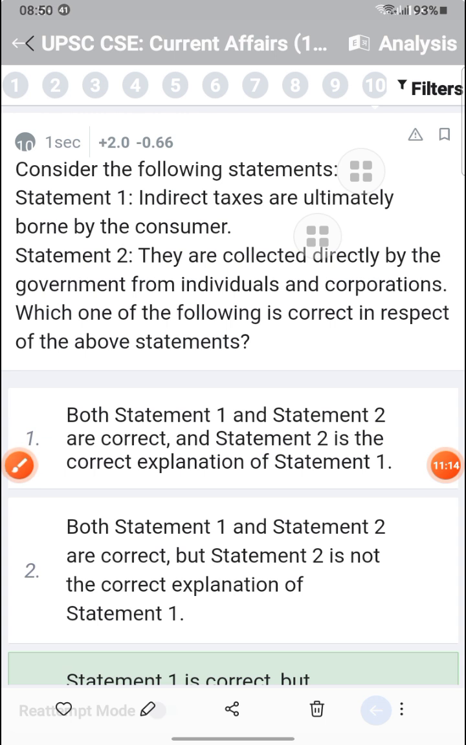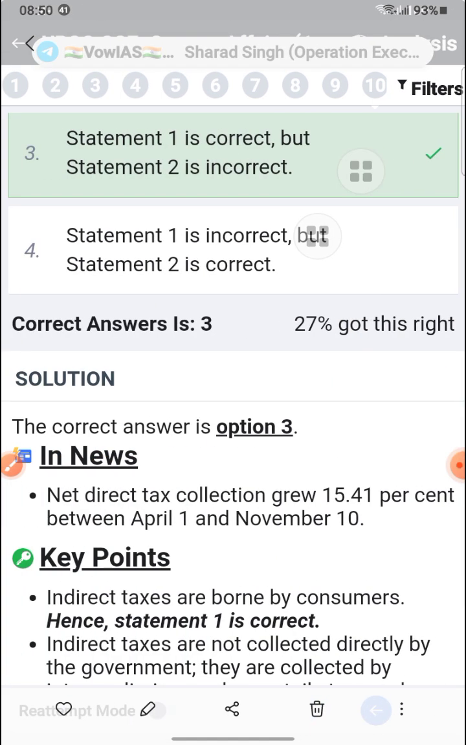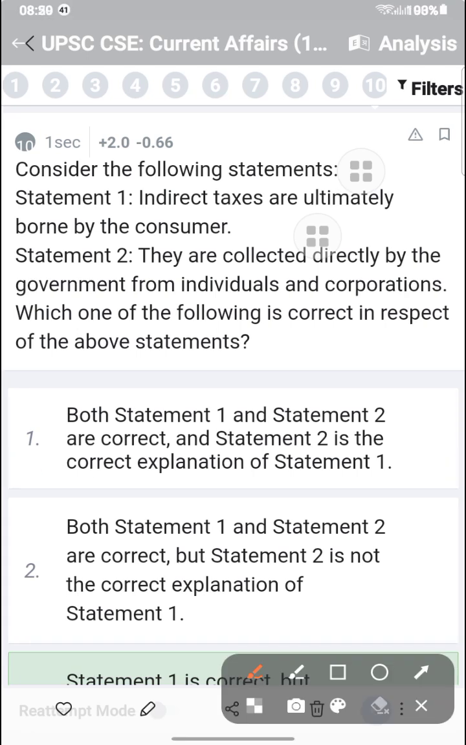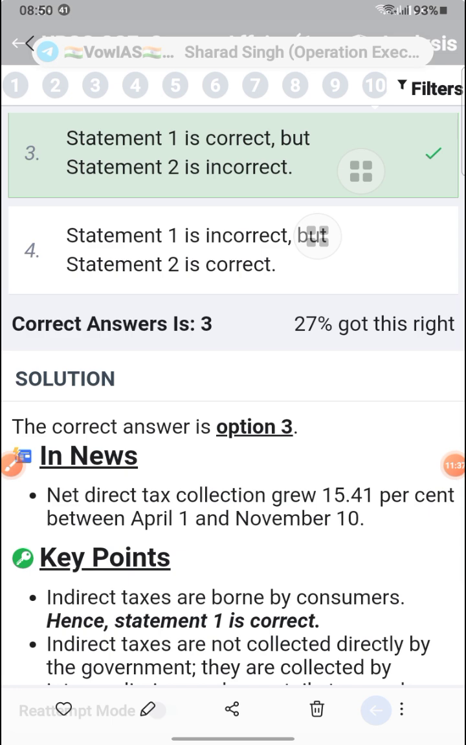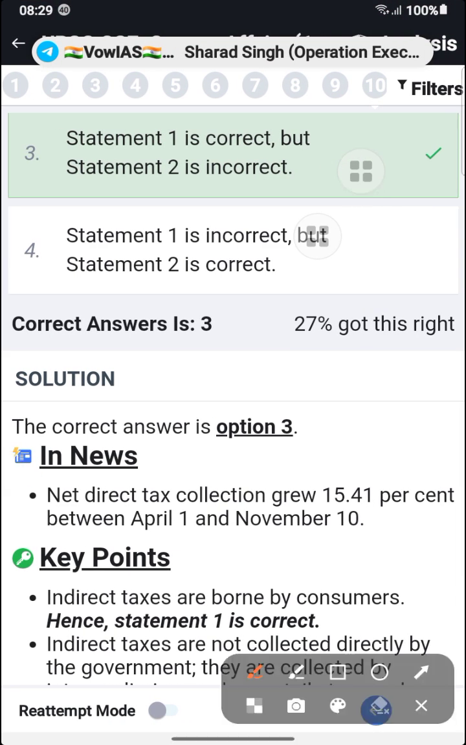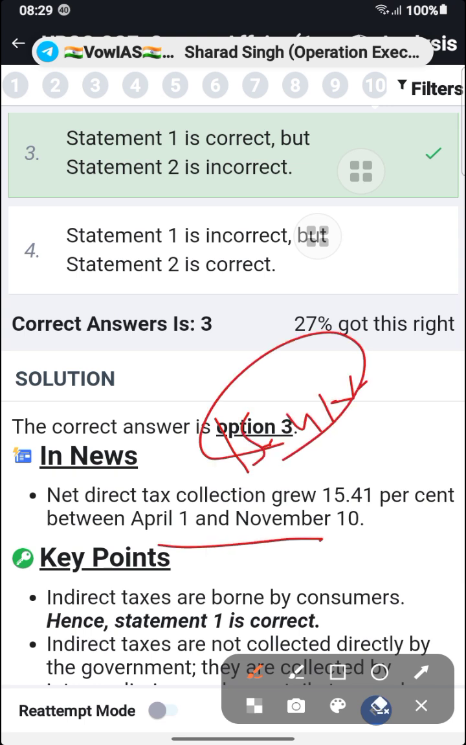Now next is: indirect taxes are ultimately borne by the consumer, and they are collected directly by the government from individuals and corporations. So in that, they are collected directly by the government. So that is not true actually. Indirect taxes are ultimately borne by the consumer. That is actually true. See, net direct tax, we have the net direct tax, that is 15.41%. Okay, and indirect taxes are borne by the consumer. That is true. So indirect tax, the consumer will bear this. Okay, that is true actually.